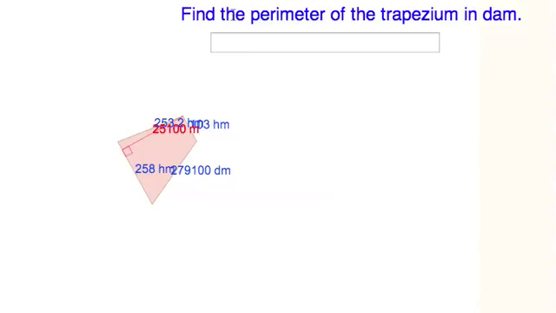Okay, here's a question. Find the perimeter of the trapezium in decameters. First of all, it's hard to read this question because it's all squished up and rotated. So the first thing I'm going to do is unsquishify it. So I'm going to make it a lot larger.